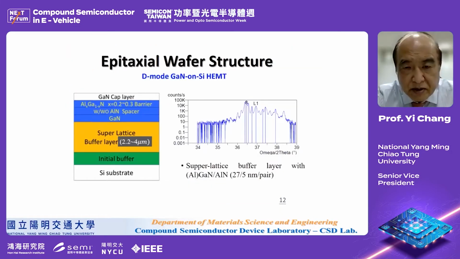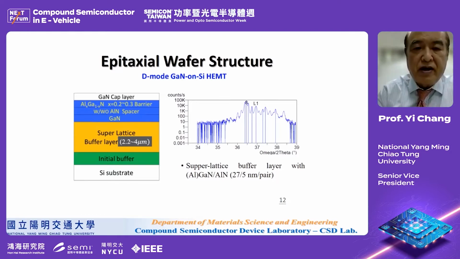And these are typical D-mode gallium nitride on silicon HEMT devices. The structure consists of the initial buffer layer, a superlattice buffer, gallium nitride, an aluminum gallium nitride spacer, an aluminum gallium nitride barrier, and also a gallium nitride cap layer. These are typical structures of this kind of gallium nitride HEMT device, and this will provide high breakdown voltage and high current for the device.